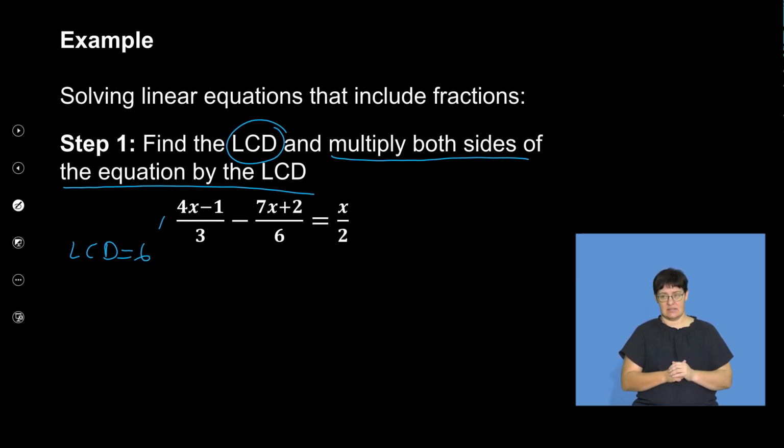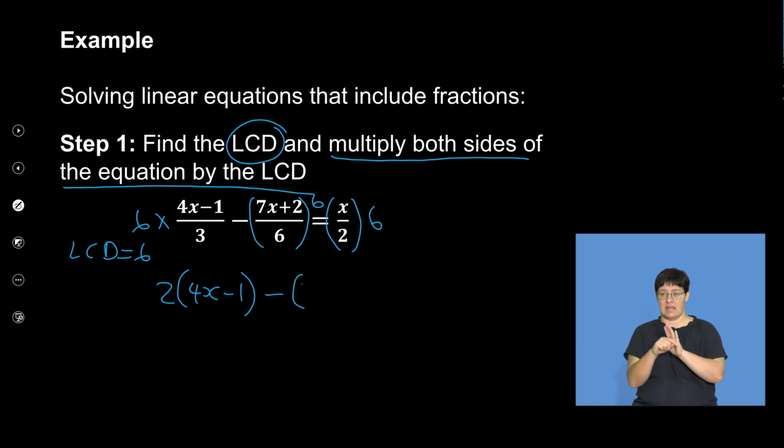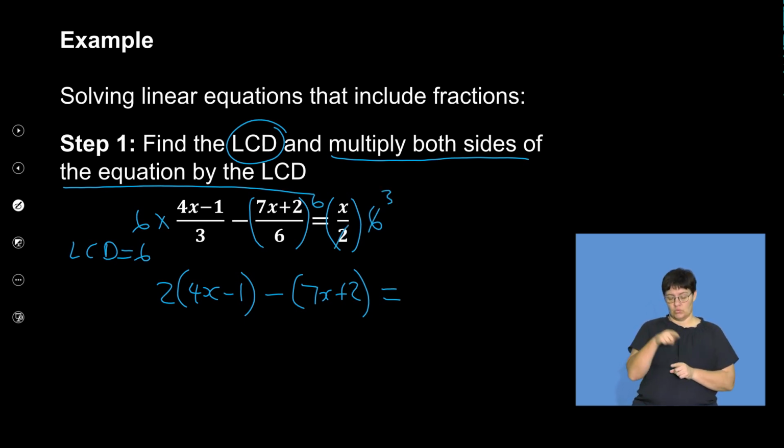If you multiply this by 6 and also multiply this by 6 and also multiply this by 6, you will then get for the first one 2 multiplied by 4x minus 1, negative, and then 6 there will divide with the 6. It means this will just be the 7x plus 2. I'm including brackets because I'm minusing more than one term. And then lastly, the 2 goes in 3 times there, so this will give me 3x. Now you can see I don't have any fraction anymore. This is just the linear equation.